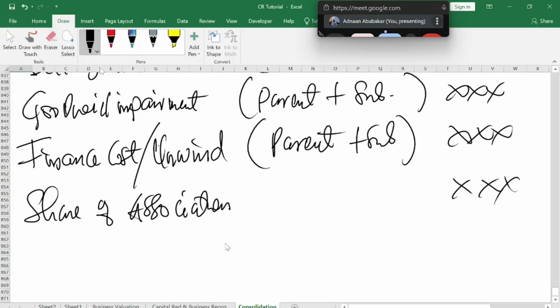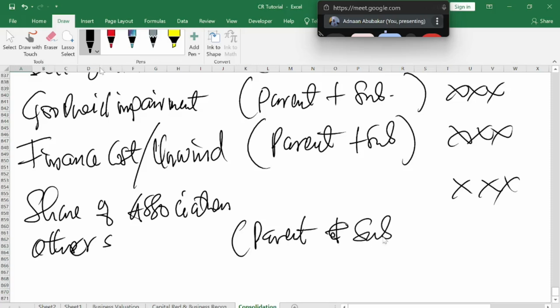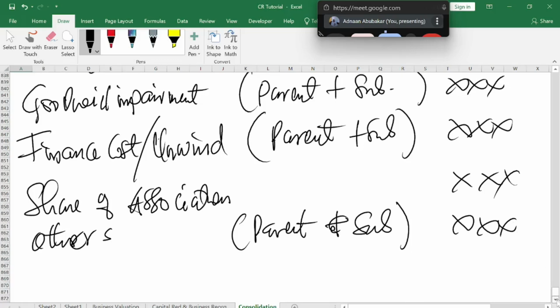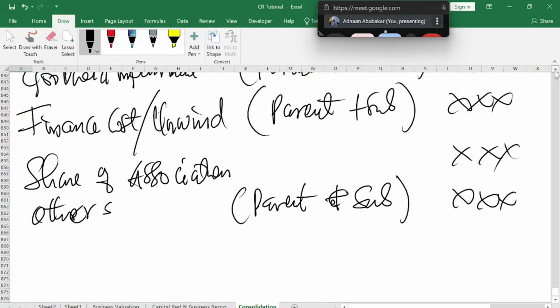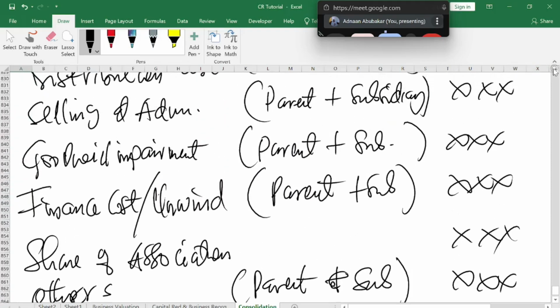And then maybe you also have other expenses. Then you will bring that one here. You have the parent plus the subsidiary. Before you come to calculate your profit, remember, you should be able to identify them all.